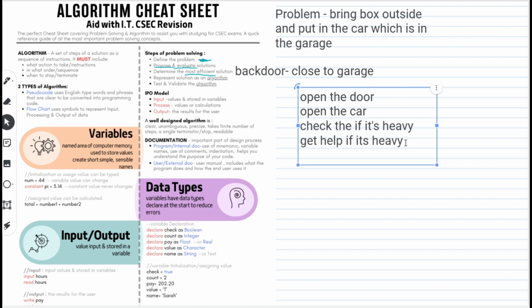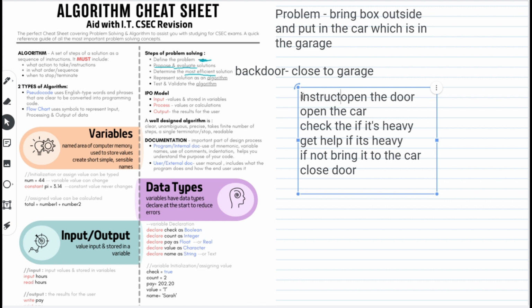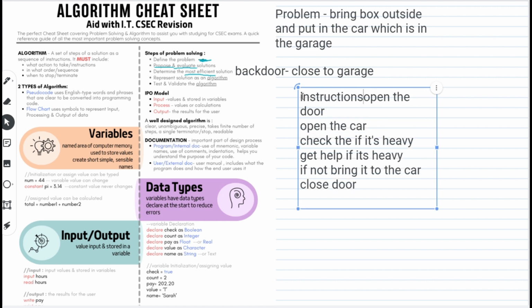So you're saying, okay, if it's not heavy, if not, you say that you're going to bring it to the car. And then, you say, close the door. And those are your instructions. Those are your instructions, and that's what you call an algorithm.